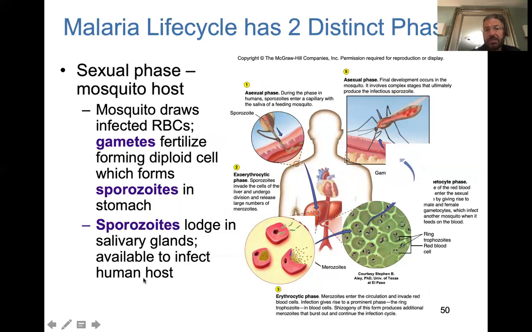Right, so that was the asexual phase. Sexual phase: the mosquito host draws infected red blood cells, which fertilize, forming a diploid cell, which forms sporozoites in the stomach. All right, then they go to the hindgut, and then they go back up into the throat, to the esophagus of the insect.